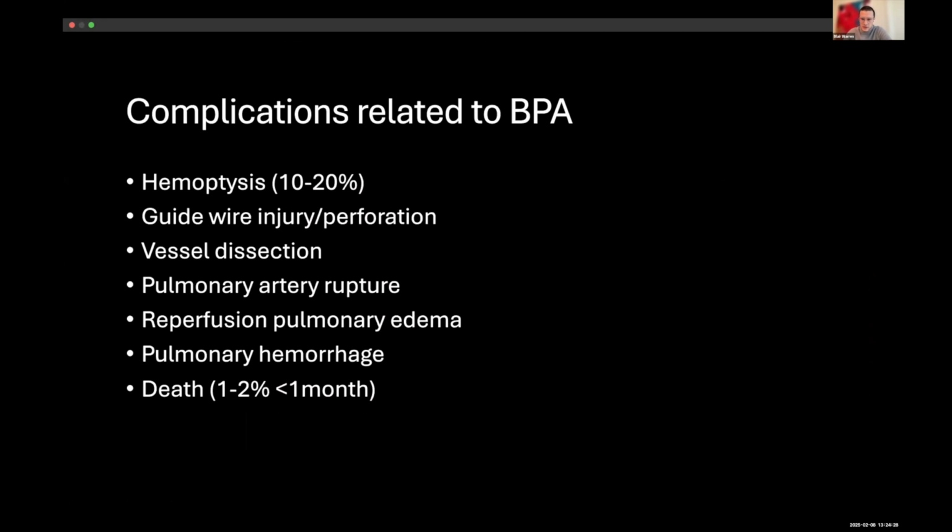So like any procedure, there are complications. Hemoptysis is the most common. You could have a guide wire injury, perforation, pulmonary artery rupture, and reperfusion pulmonary edema. So this is largely something of the past where people used to be very aggressive. And if you look at some of the old literature for BPA, pulmonary edema was quite common, but now much less so. Kind of referencing back to what Alanna was talking about, we determine how many segments we can treat based off the pulmonary pressure, and we do a short-term follow-up x-ray that same day, and the patient remains admitted.